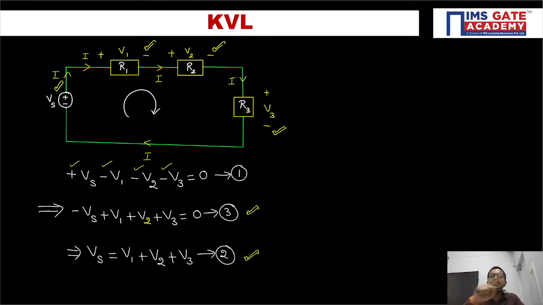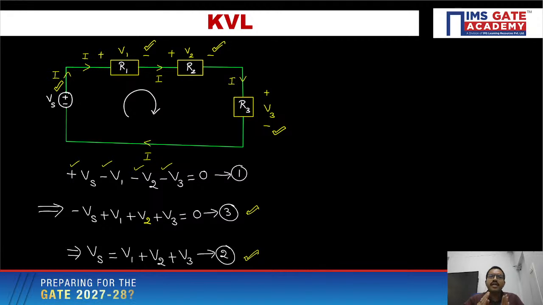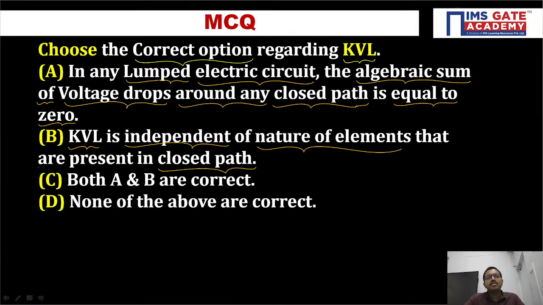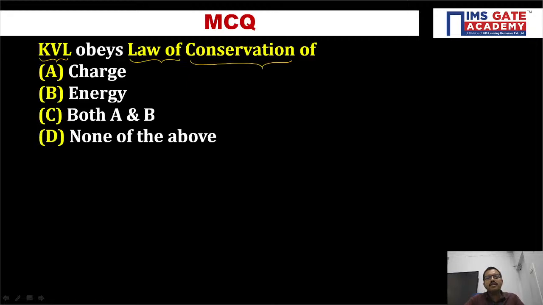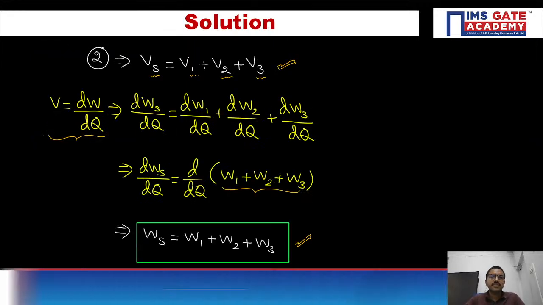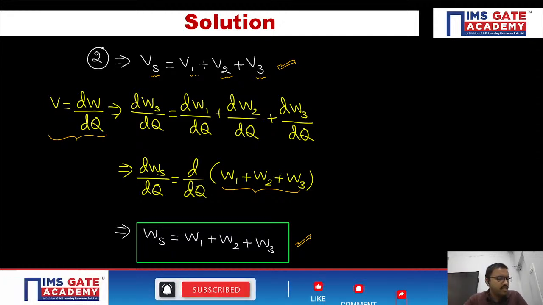Like that, in this closed path, if you observe, whatever the elements are delivering energy, that net amount of energy will be absorbed by the remaining elements. Okay, so that means KVL obeys the law of conservation of energy. KVL obeys the law of conservation of energy. That is option B.